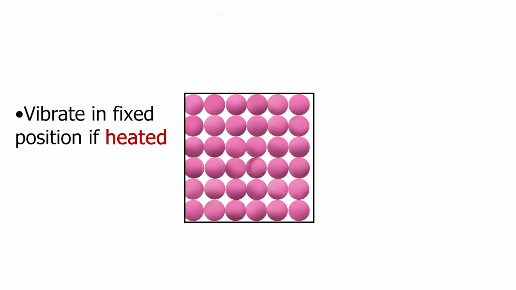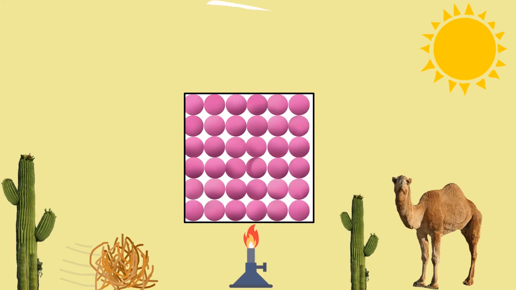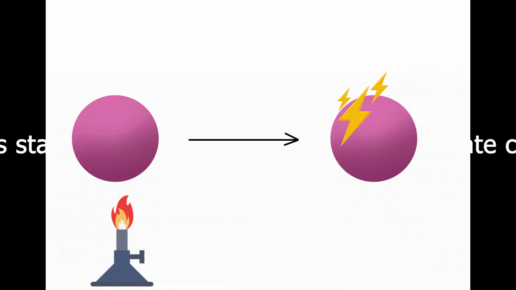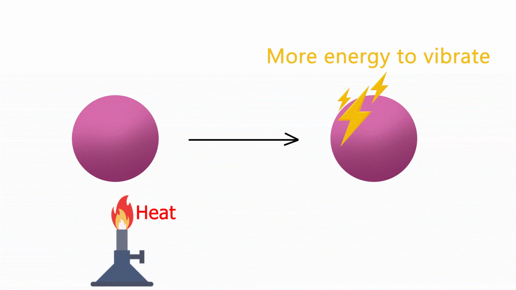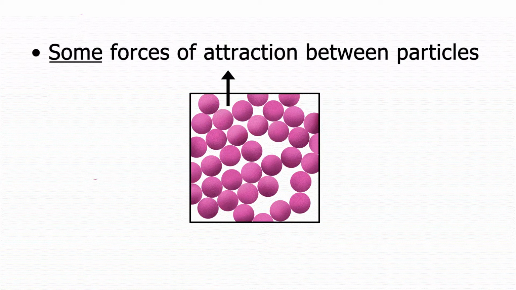However, they vibrate around in their fixed positions if heated. So if the solid gets hotter, the particles vibrate more around their fixed position, causing them to slightly expand. However, if the solid is heated too high, the particles will vibrate so much that it will change state to a liquid. This is called melting. So why does this happen? If you give more heat to a particle, more energy is given to the particle, so they can, in this case, vibrate more.